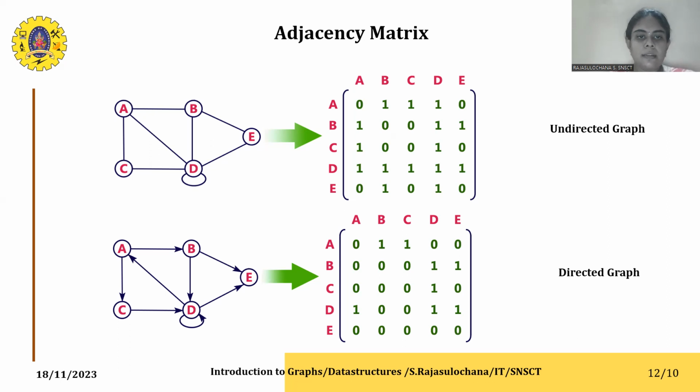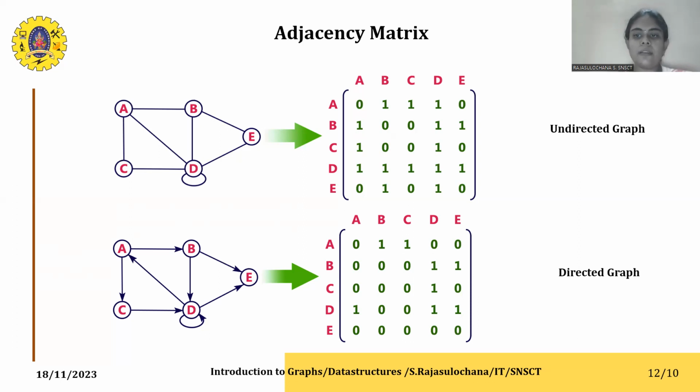Now you may see in the particular vertex D, the edge starts from D, and again the edge terminates in D itself. The source and destination vertex are both the same. Such a kind of edge, where the source vertex and the destination vertex are the same, is called a self loop. Even if there is a self loop, we will mark the entry as 1.